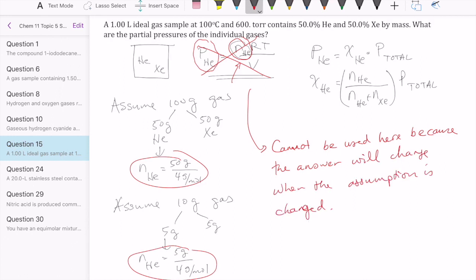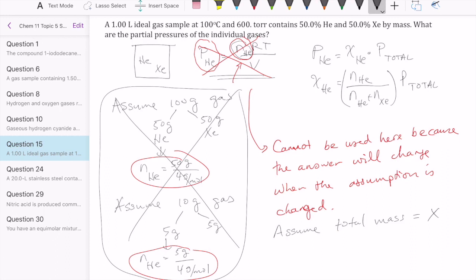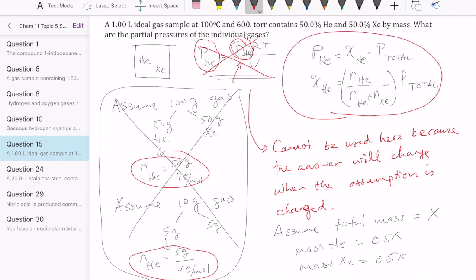Okay? So the best way to solve this problem is, instead of using some type of number to assume, we would just use a variable. We're going to assume a total mass equals x. That means that the mass of helium is going to be 50% times x, or half x, and the mass of xenon is also going to be half x. Okay. And then we'll use this to convert to number of moles, and then we'll use the mole fraction concept to help us calculate the pressure. And you see that when we approach it that way, it doesn't really matter what the x is. It would eventually cancel out because we have a ratio expression right here, right? Ratio of one number to another.